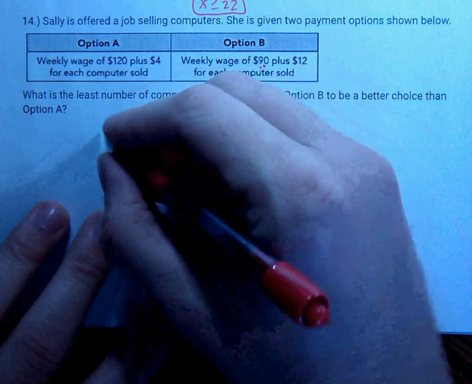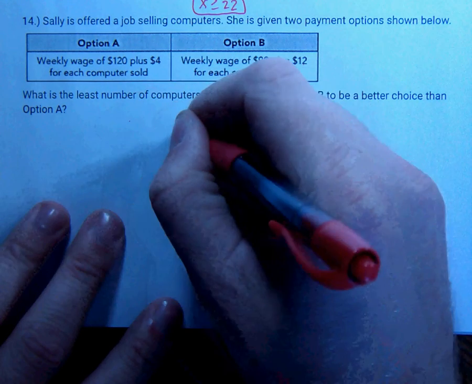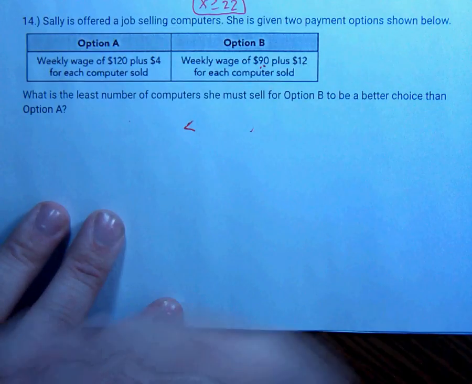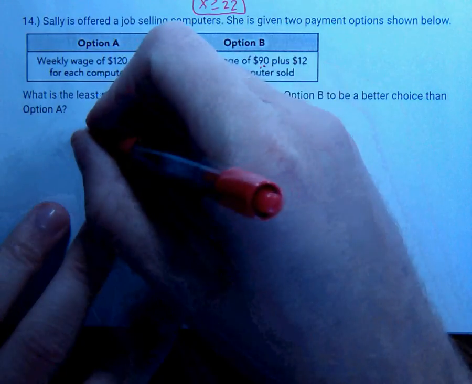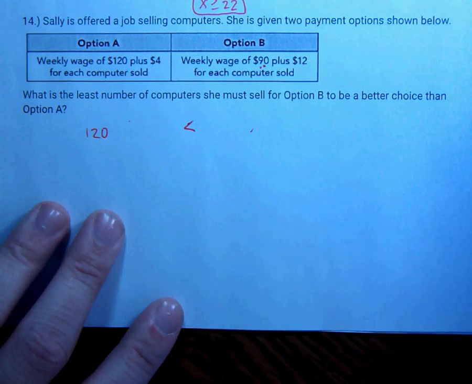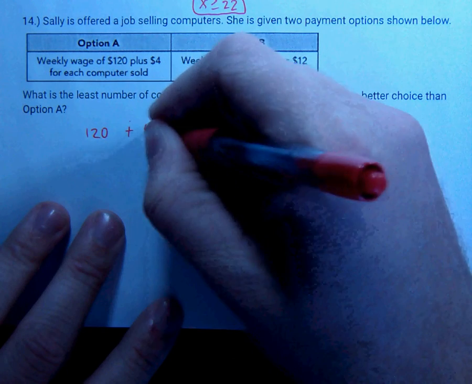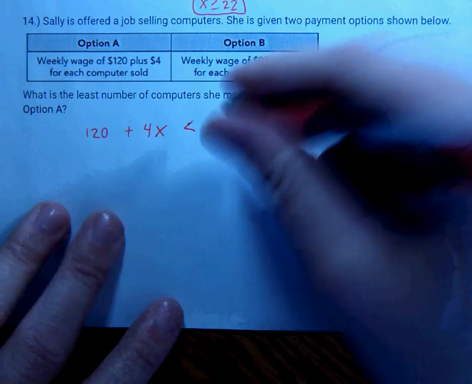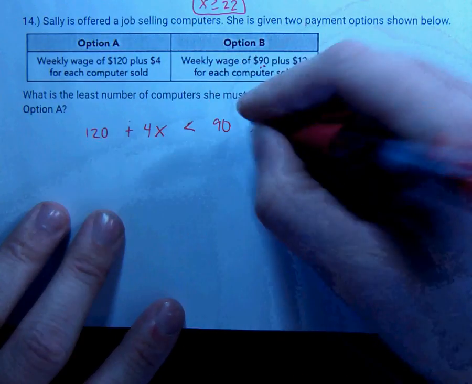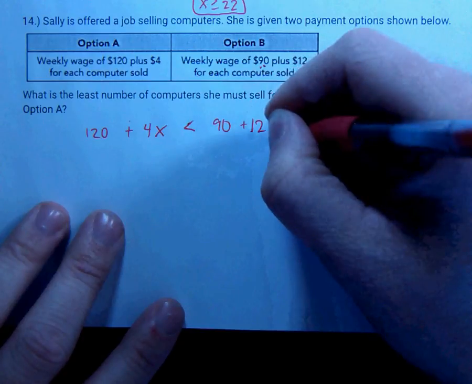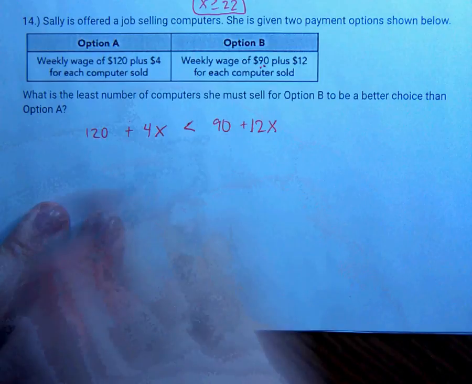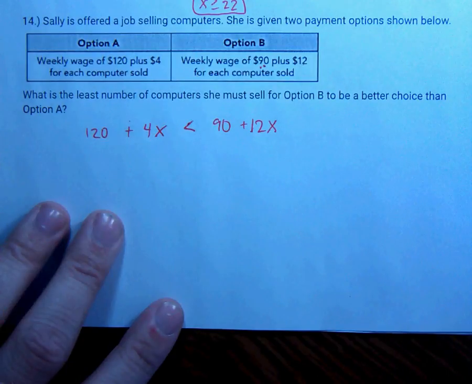So we're going to do option A over here, option B over here, and we want to know when option B is a better choice. So she has a weekly wage of 120. She's going to get 120 no matter what, plus $4 for each computer she sells. Over here, she's going to get $90 no matter what, plus $12 for each computer she sells. I hope you see where this came from, because now I just need to solve, okay?